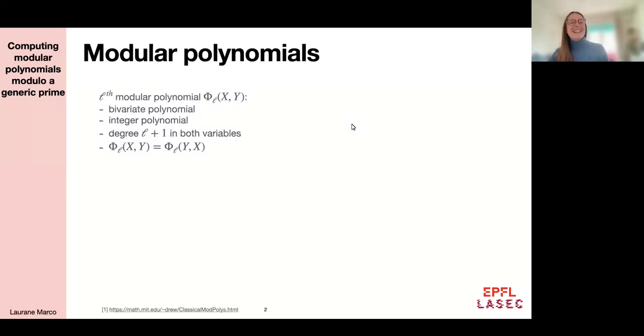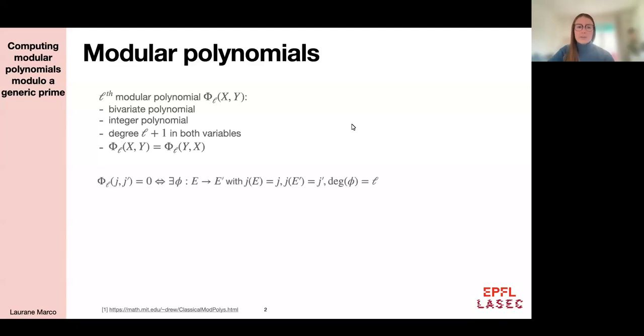So what are modular polynomials? We denote the L-th modular polynomial by Phi_L of X, Y. We know that it's a bivariate polynomial. It has integer coefficients. It has degree L plus 1 in both variables. It is a symmetric polynomial.